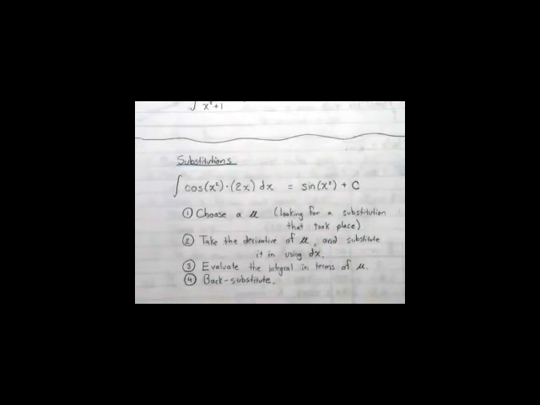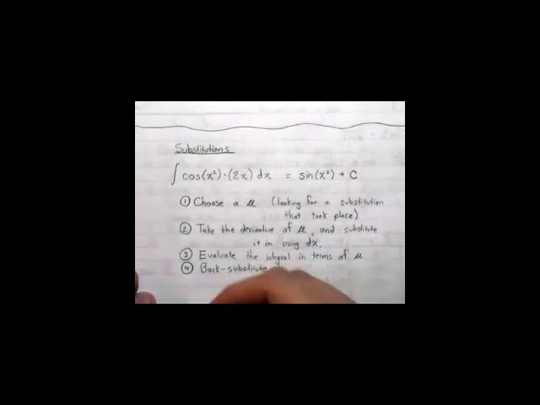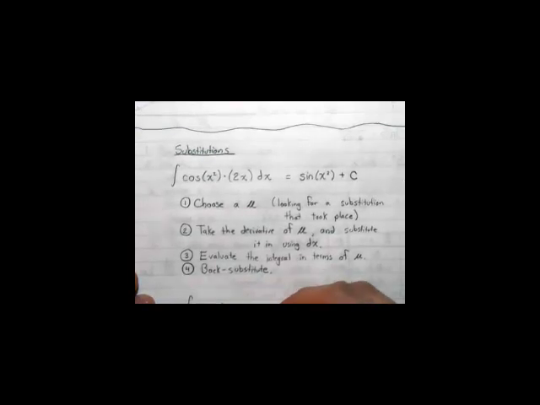All right, so let's see this process in action real quick here. Okay, it'll make a little bit more sense once we actually use it. So we're going to go for this integral again: cosine x squared times 2x dx. All right, we already talked about choosing the u. The u we want is x squared.